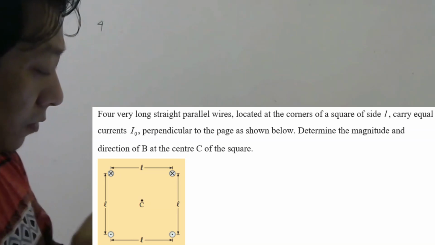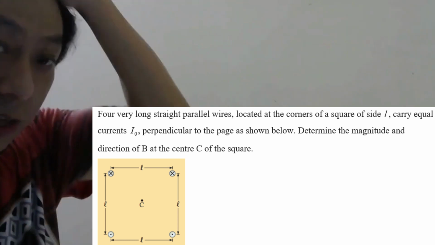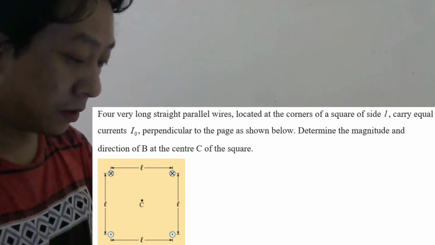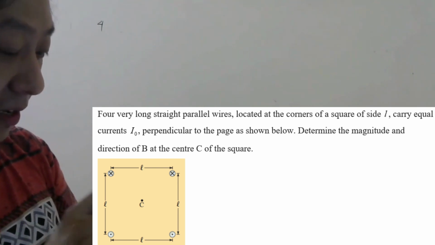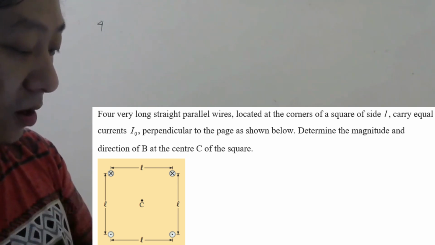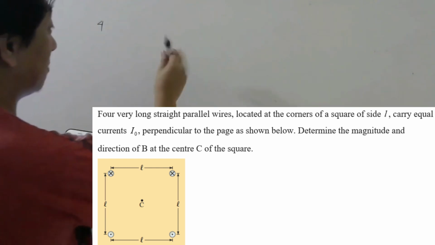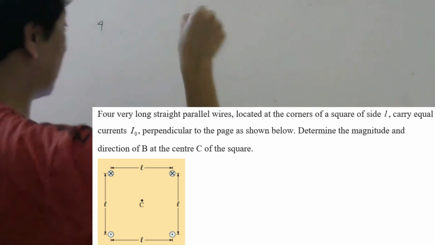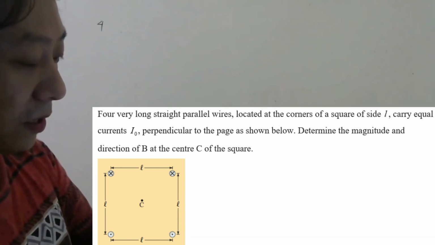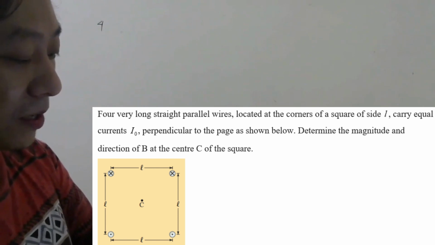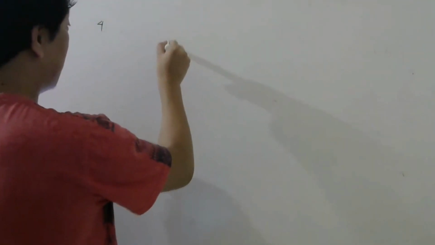Okay. 4 very long straight parallel wires. 4 very long, that is, it is infinite. Located at the corners of a square of side L, carrying equal current I naught perpendicular to the page. So if this is the page, the current is perpendicular, either like this or like this, as shown in the figure. Determine the magnitude and direction of the magnetic field at the center of the square. So first let me draw a square.